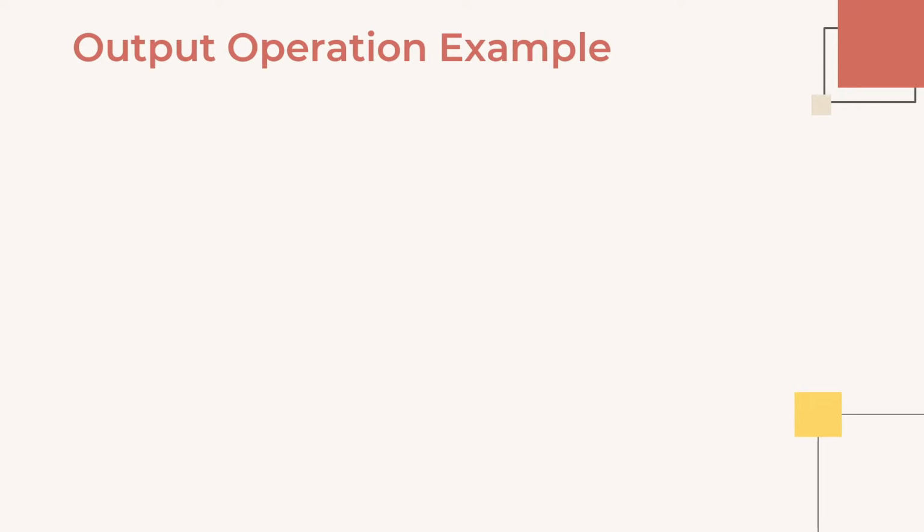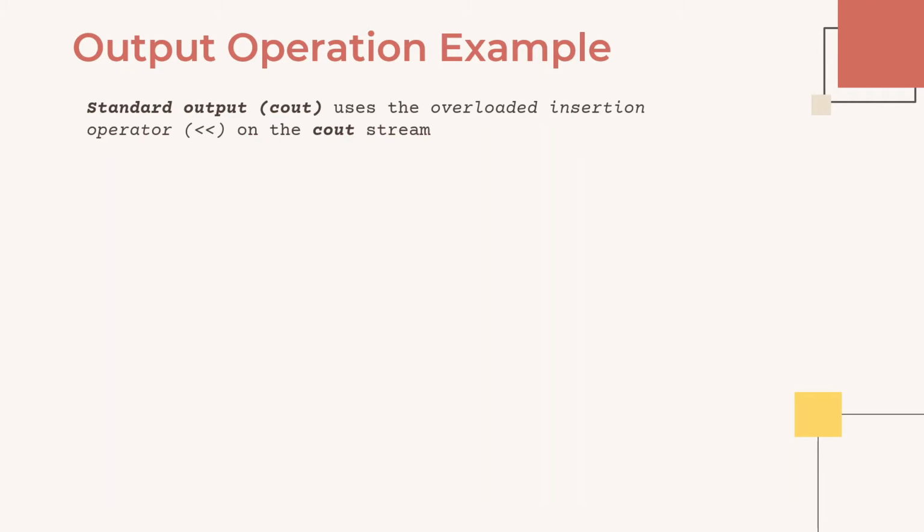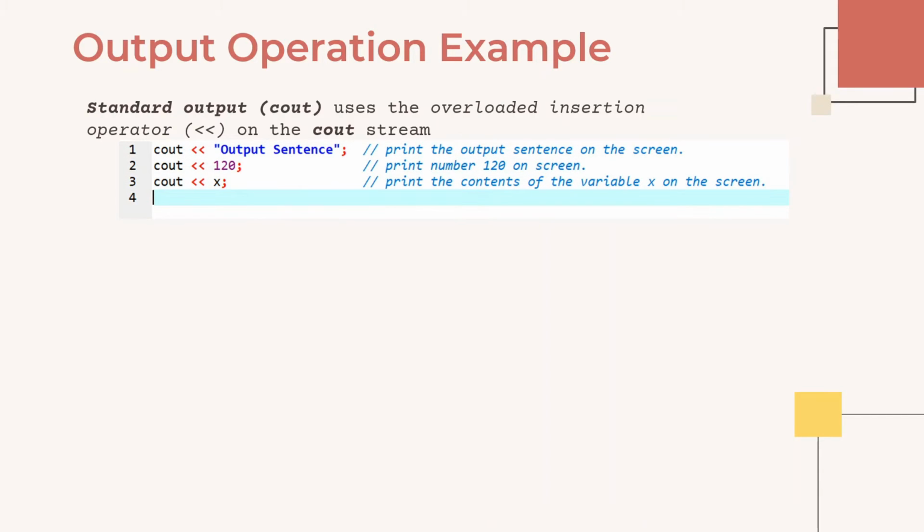And standard output or cout uses the overloaded insertion operator on the cout stream. This is the example to print the output sentence. On the first line, we will print the output sentence on the screen, and then on the second line, we will print the number 120 on the screen, and on the third line, we print the content of the variable x on the screen.